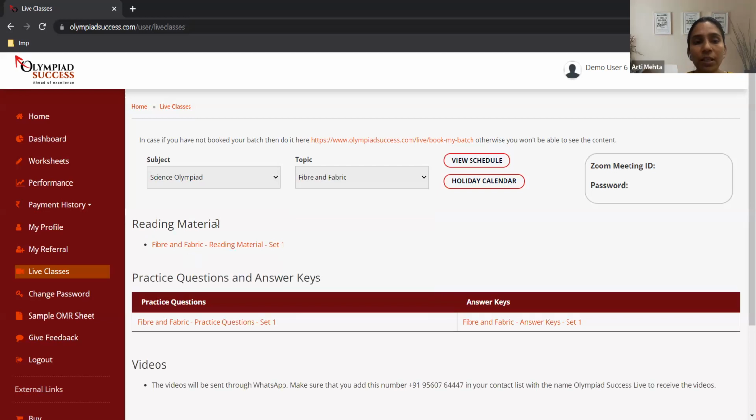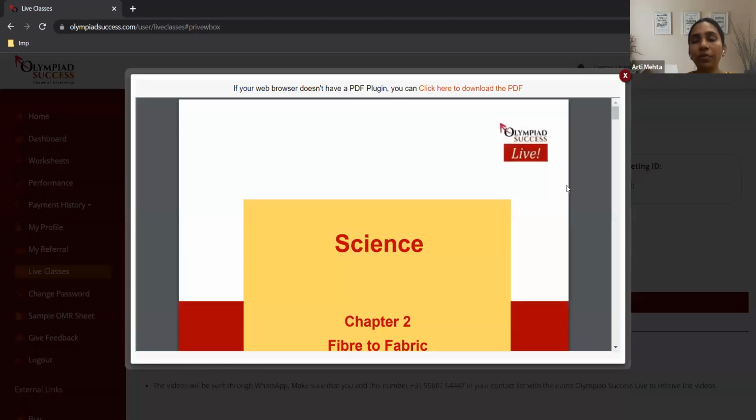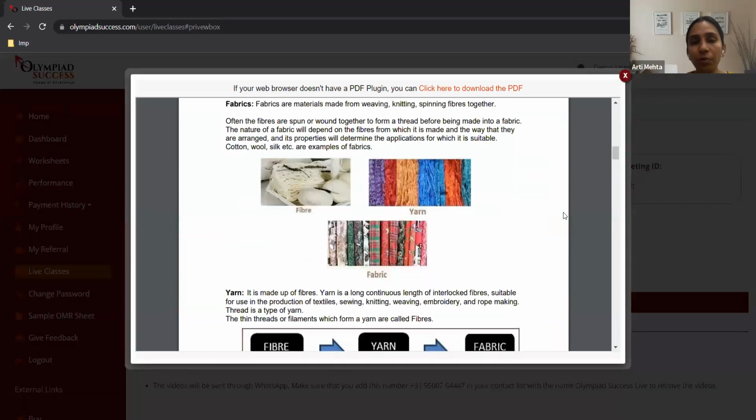Here you can see the reading material, the practice questions and answer keys. Just click on the reading material and a PDF would open up wherein the content related to fiber and fabric would be written.